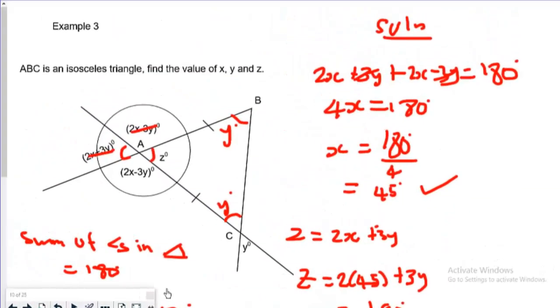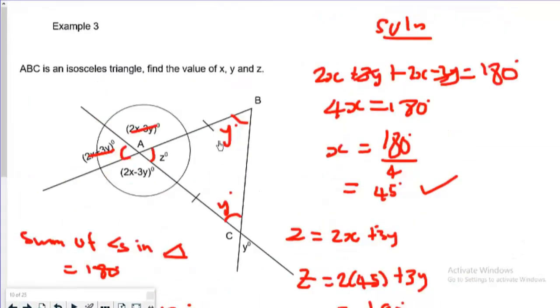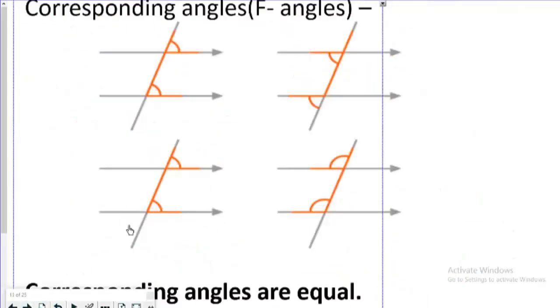That's how we use the properties. Now these properties over here have been combined with the property of the triangle, so we assume that you know the properties of the triangle already. Now the next question, we move to corresponding angles. So this is how to spot corresponding angles. You look for an F pattern. So this is the F pattern.